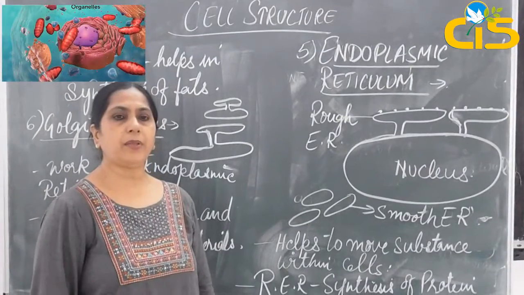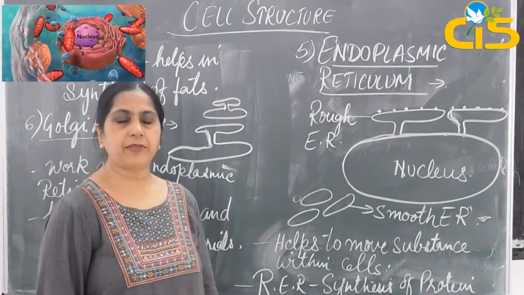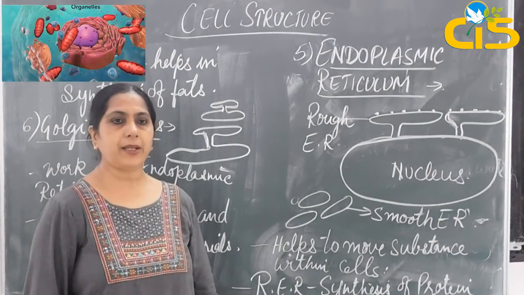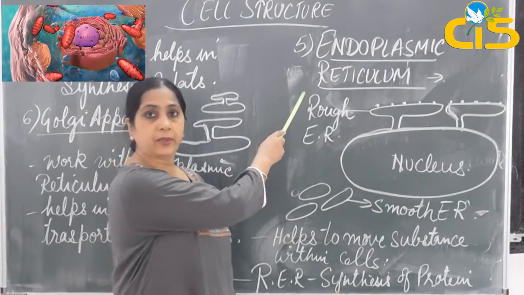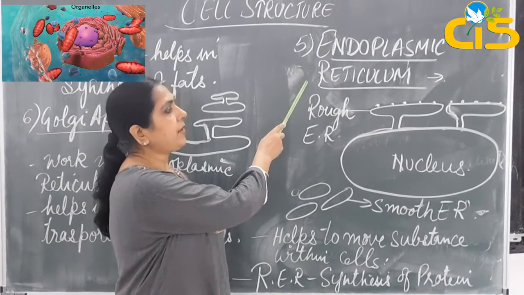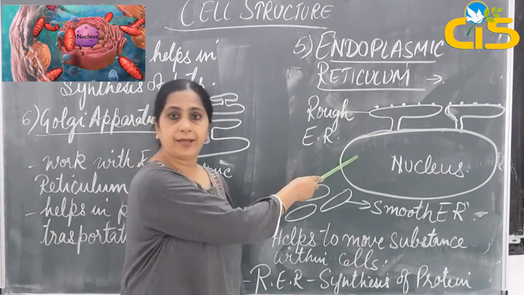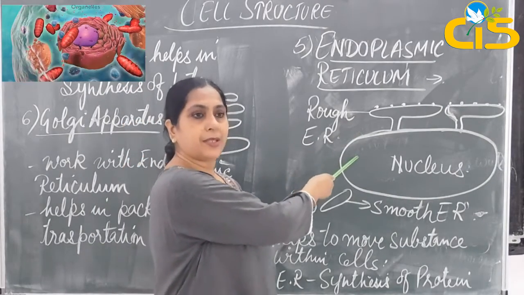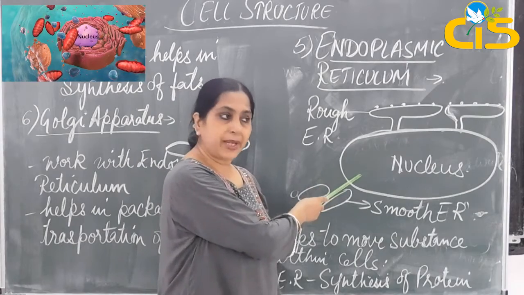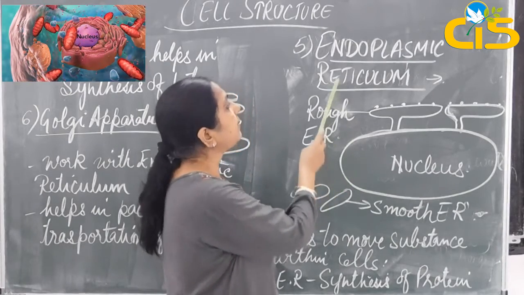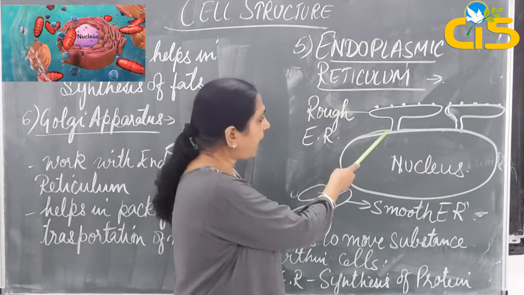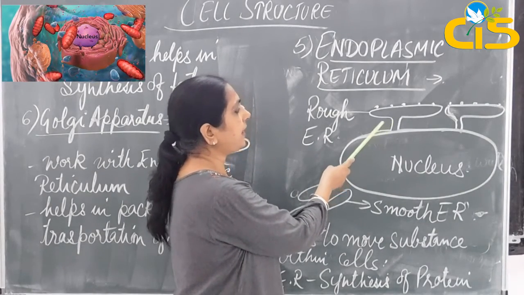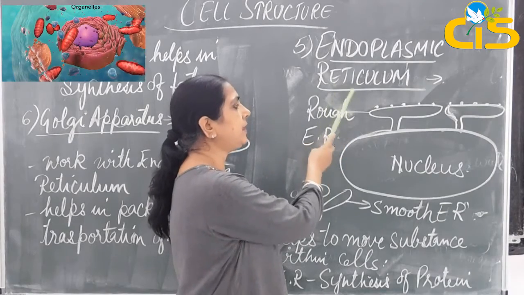Now till now you all must have understood the different organelles which we discussed. The next important organelle of the cell is the endoplasmic reticulum. It is attached to the nucleus of the cell, which is the main body of the cell. We have discussed that the nucleus is the brain of the cell. So the endoplasmic reticulum is attached to the nucleus, and they work in coordination with the nucleus.